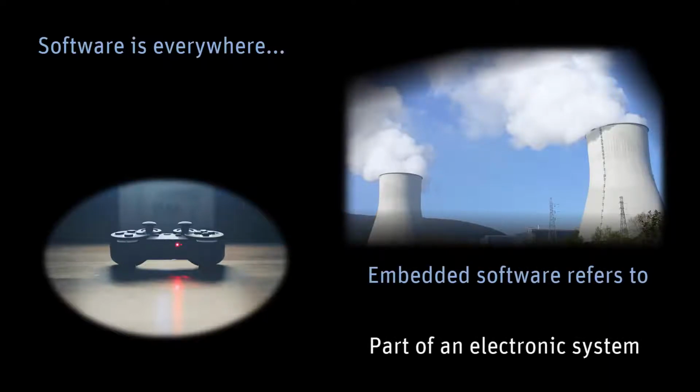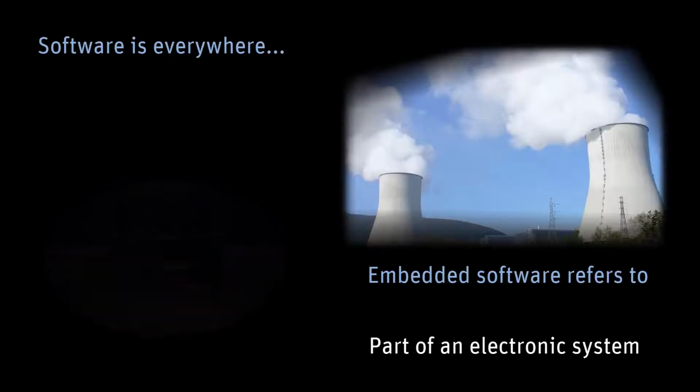Software is everywhere. However, you can find many different types of software, from video games to the software embedded in nuclear power plants. Embedded software is a software that is part of an electronic system, which can be connected to mechanical parts, as opposed to the software running on a general-purpose computer. Such embedded system is designed to perform one or a few dedicated functions, often with real-time computing constraints.